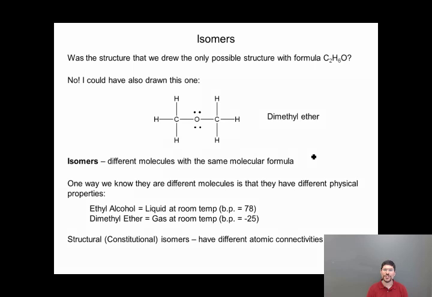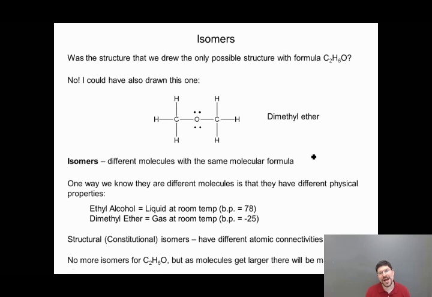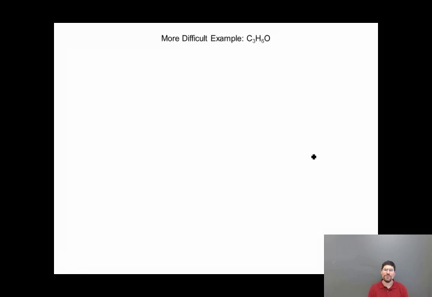Later on in this course, we're going to talk about more subtle types of isomerism, so that's why I want to introduce from the very beginning that the correct term for this is not just isomers, but structural or constitutional isomers. And if you look for more isomers with this formula, you're not going to find any, because you can't come up with any other structures without violating the rules for how many bonds an atom can form. But as molecules get larger, there will be more isomers available. So let's look at a more difficult example.